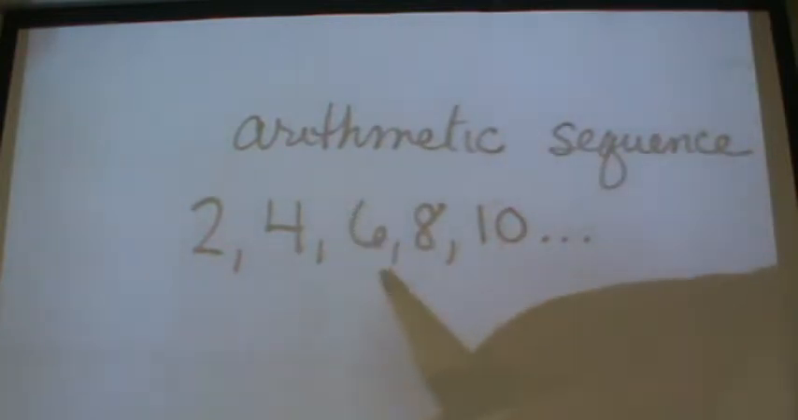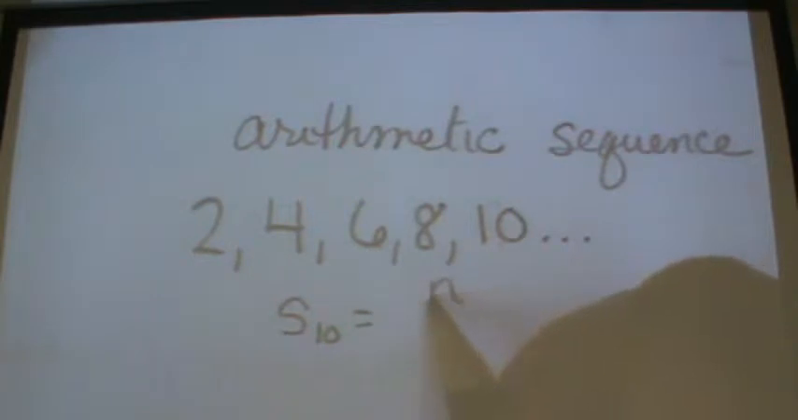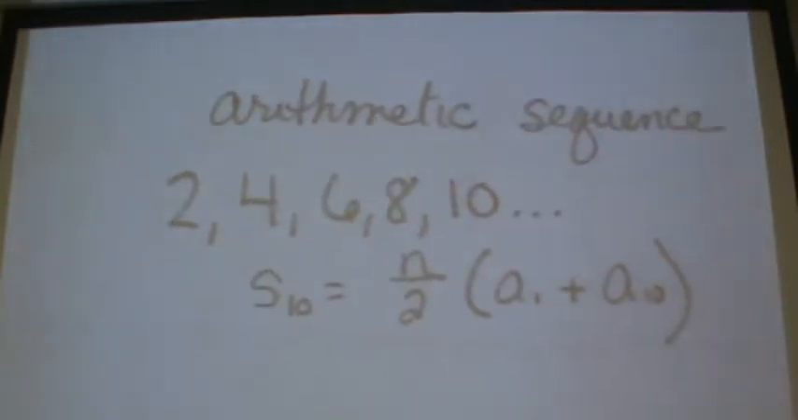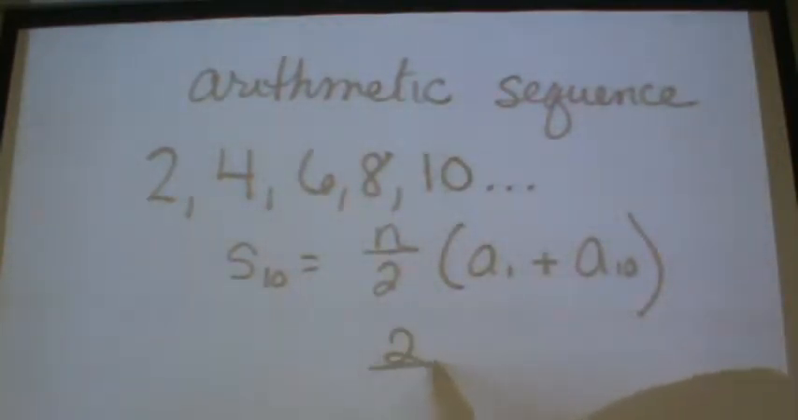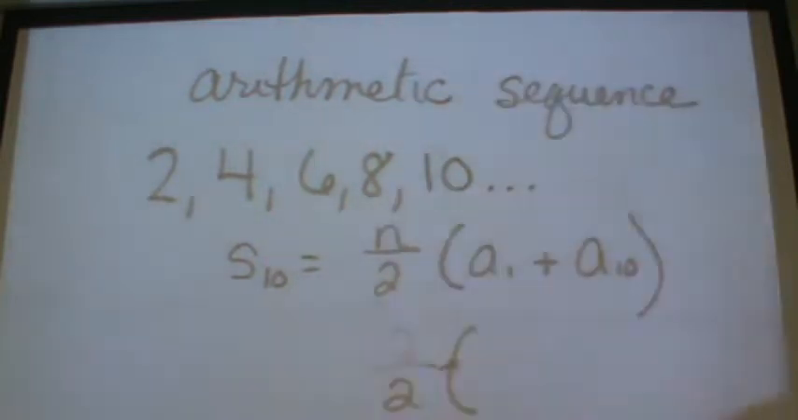What if I asked you to add the first 10 terms in the sequence? You would do this formula. S sub 10 is equal to n over 2 times the first term plus the 10th term, if I asked you to add 10 of them. Well, the first term in the sequence is 2. The number of terms we're adding is 10. The first term is 2.